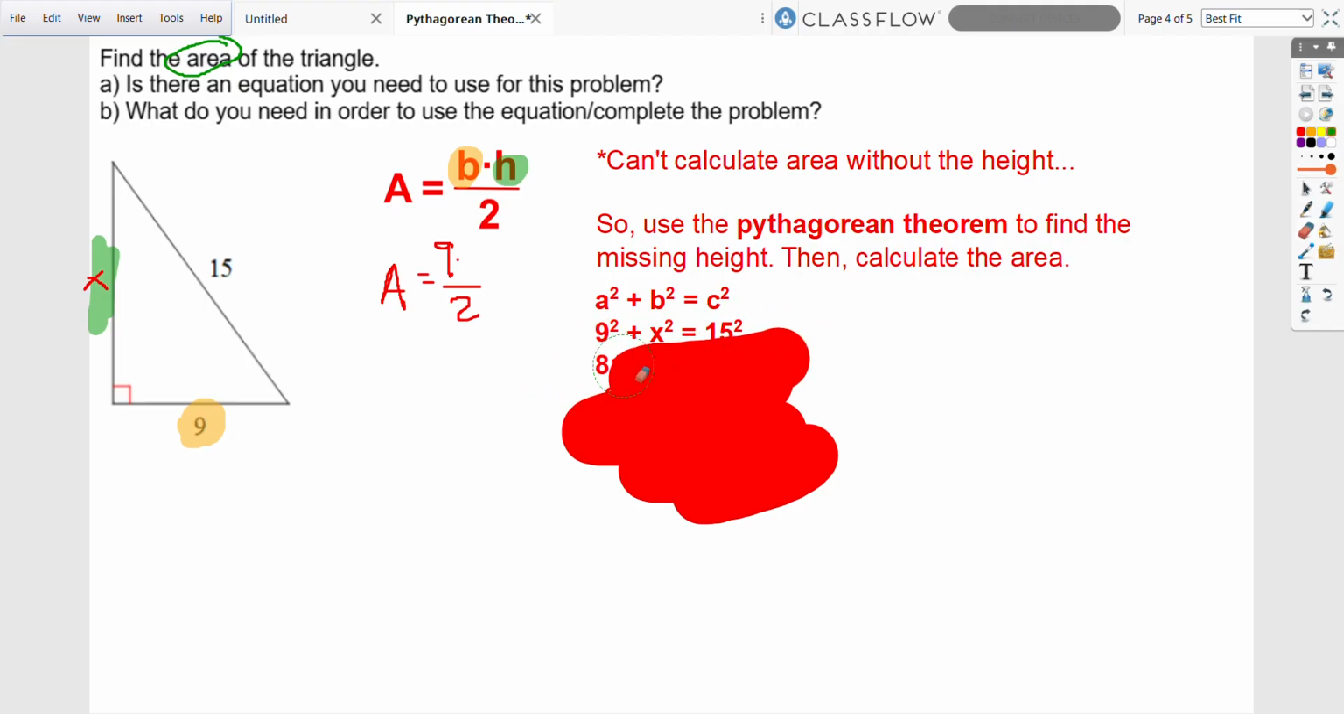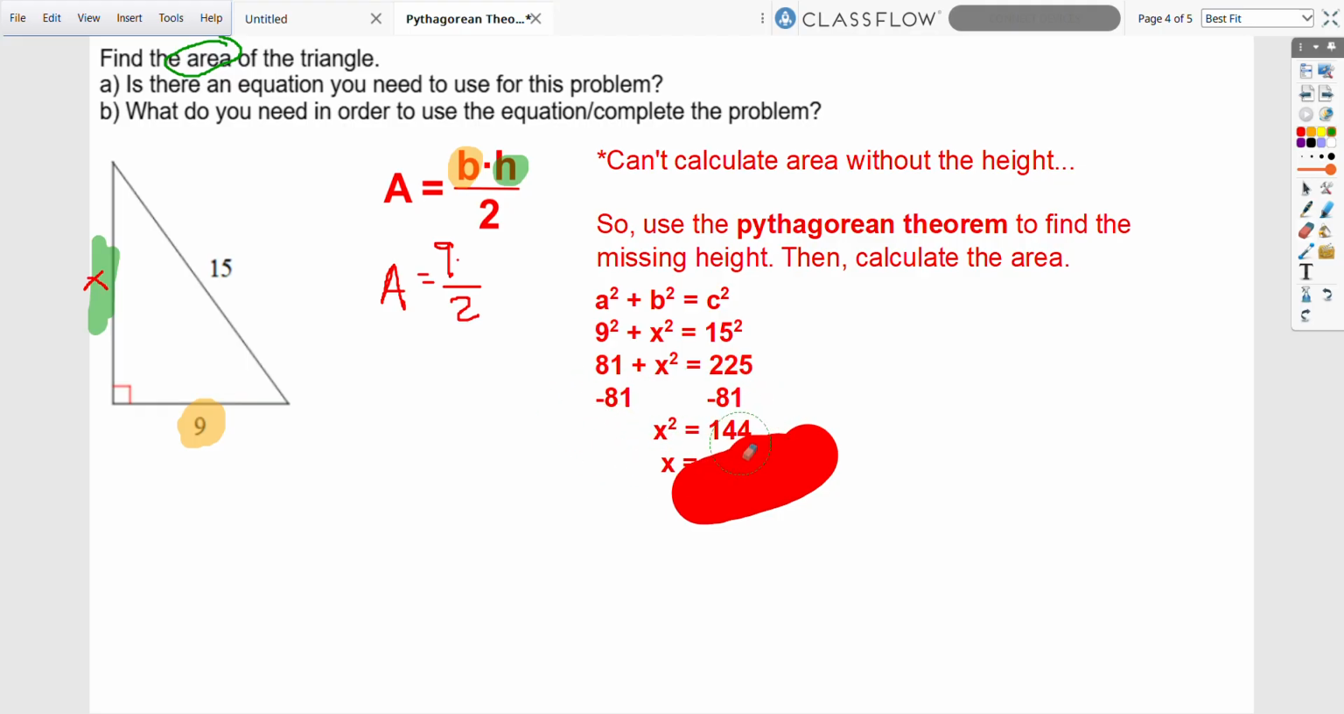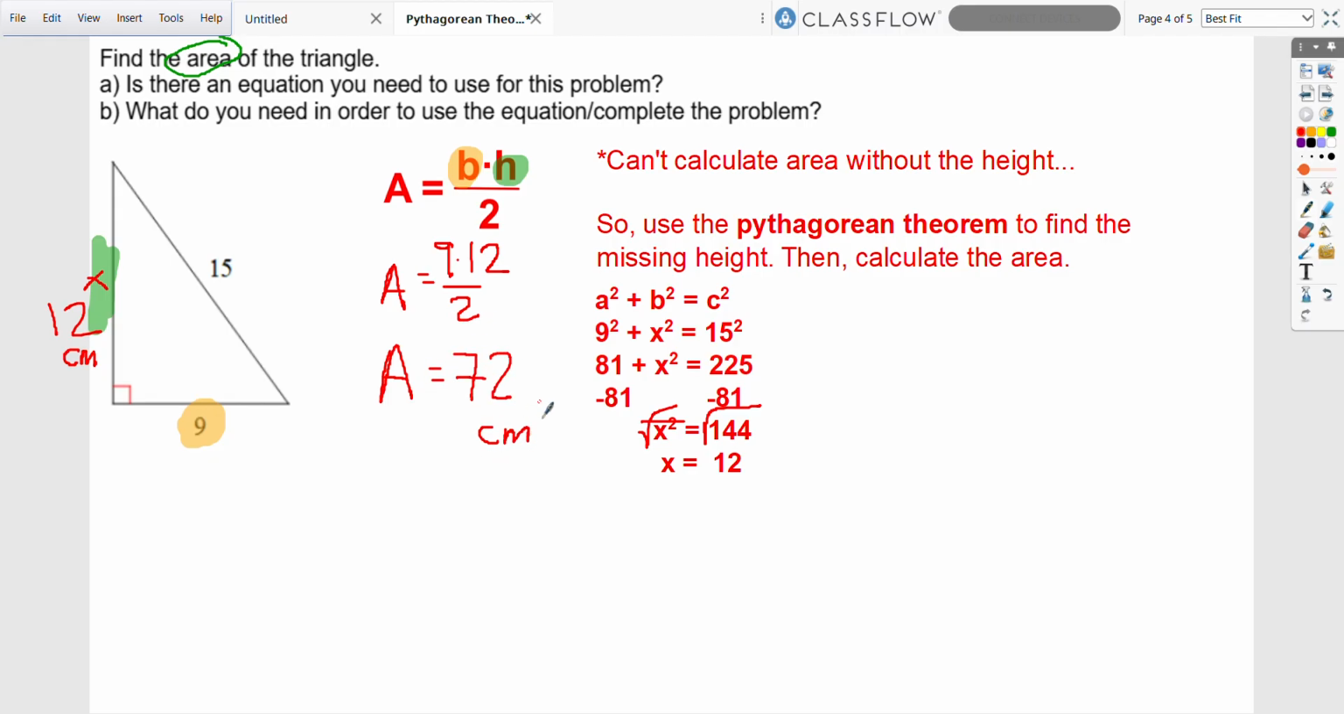We do some simplifying once again. We subtract that 81 from both sides. We get x squared equals 144, and then we square root both sides once again, and then we get x equals 12. So remember, that's not our answer. That makes this side 12, and you know what, maybe you can call that centimeters. And so now we actually have all the information we need in order to calculate the area. So the area is 9 times 12, all divide 2. So that gives us an area of 72, and we'll call that centimeters squared.